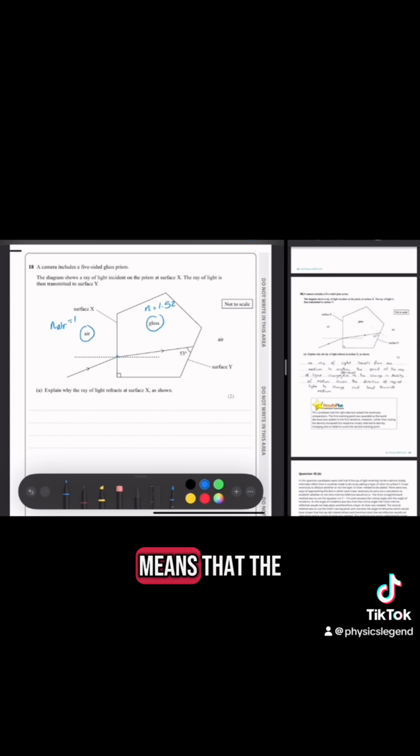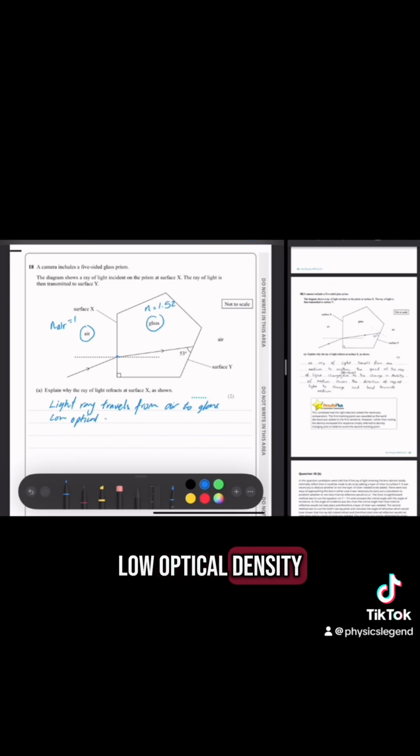Refraction in physics means the change in direction, a change in speed, and a change in optical density. So I would say that the light ray travels from air to glass, from low optical density to high optical density. And not only this one is only 1 mark, so we get a second mark.